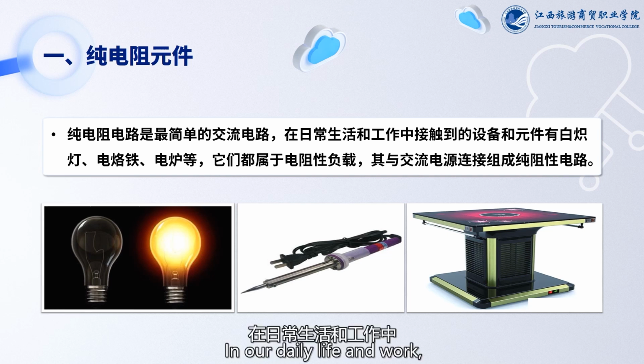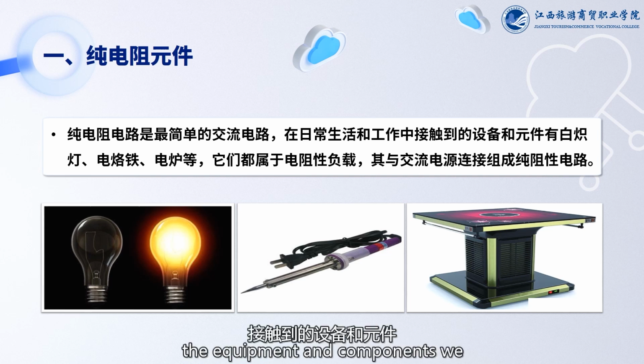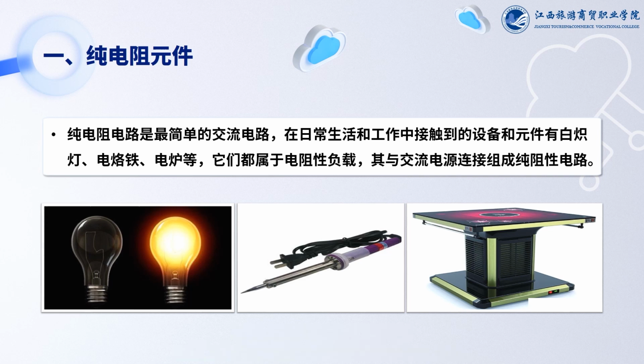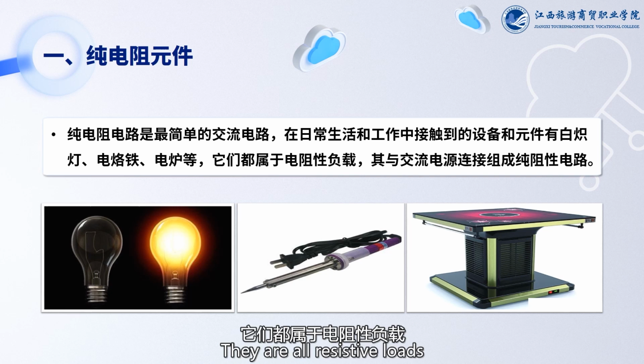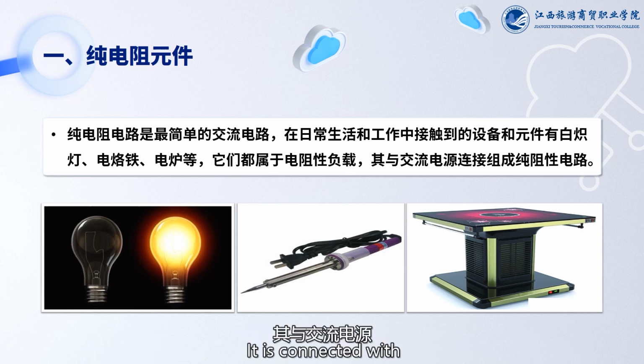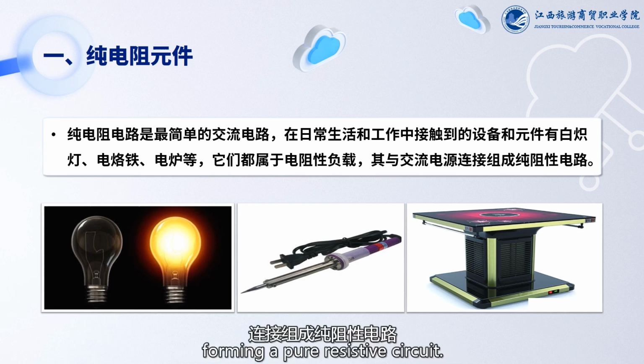In our daily life and work, the equipment and components we come into contact with include incandescent lamps, soldering irons, electric furnaces, etc. They are all resistive loads. The product outline diagram is shown below. It is connected with an alternating current power supply, forming a pure resistive circuit.